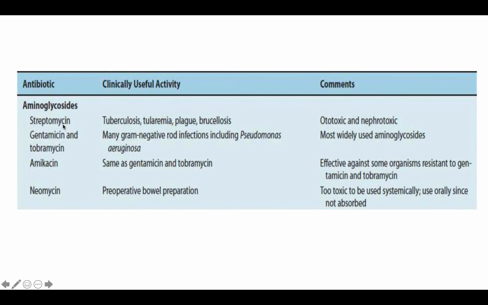So streptomycin we use for tuberculosis. Gentamicin and tobramycin, as we said, work against all the gram-negative rods, including Pseudomonas. Amikacin is like gentamicin and tobramycin, and neomycin is the preparation for the bowel. Here, ototoxic and nephrotoxic, the most widely used are gentamicin and tobramycin; effective for the resistant organisms is amikacin; and too toxic to use is neomycin.